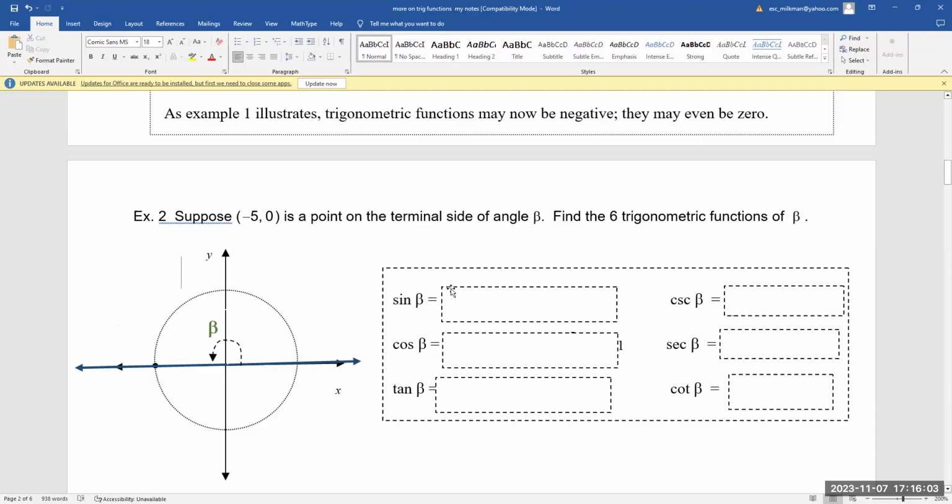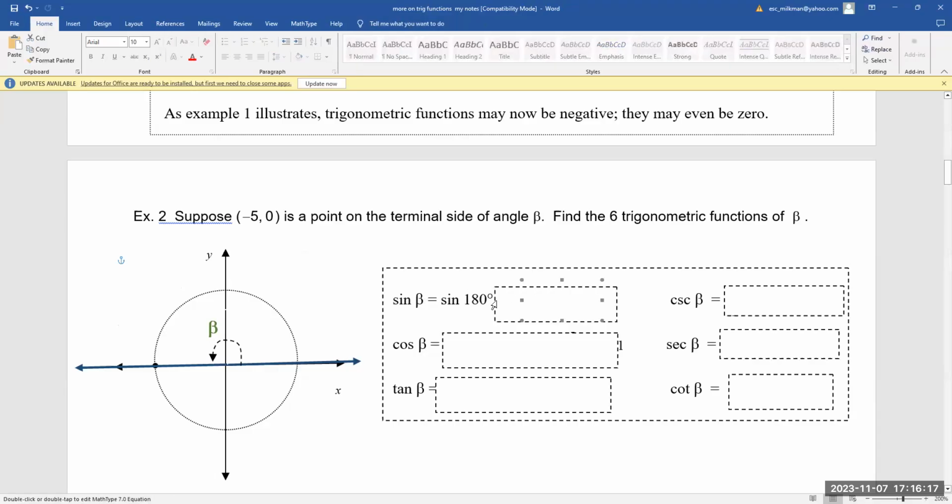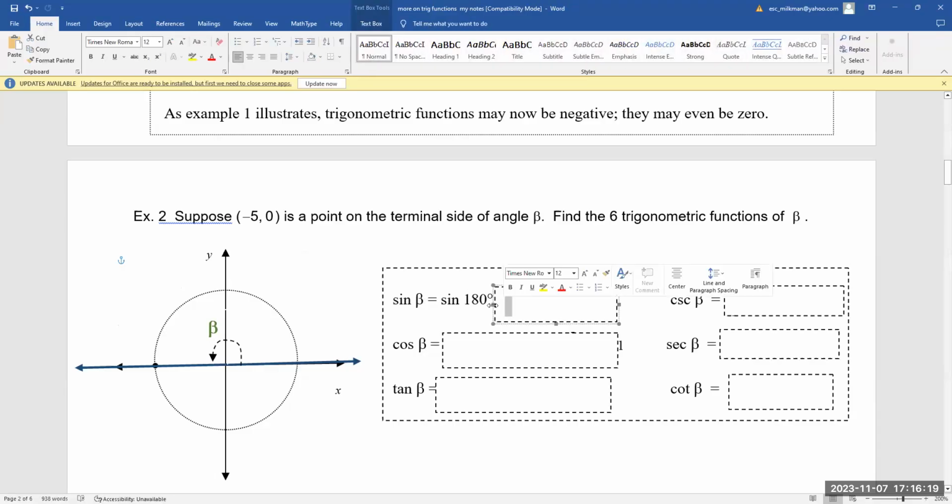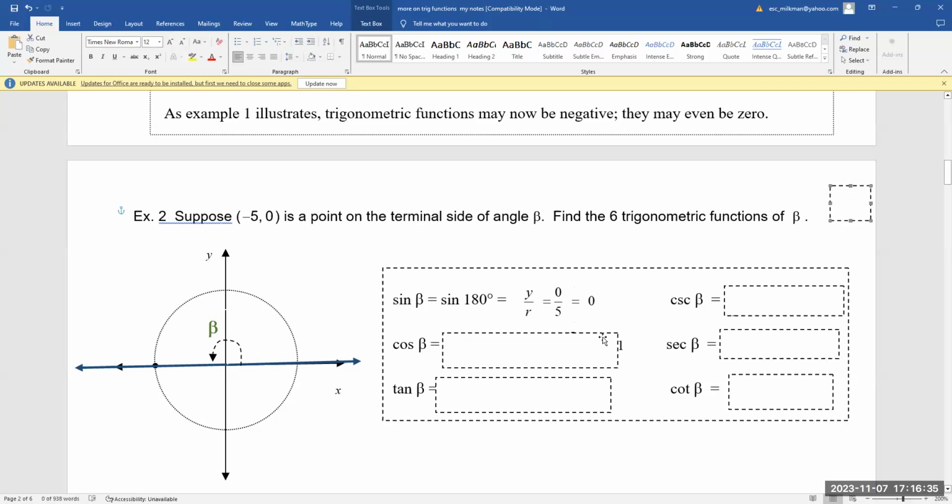In looking at the sine of beta, and again, I can call this a sine of 180 degrees because of the termination at the point -5, 0. The definition for sine is that it's the y value over the r. The y value is 0. The radius of my circle happens to be 5. And so when I take 0 and I divide it by 5, I end up getting 0.